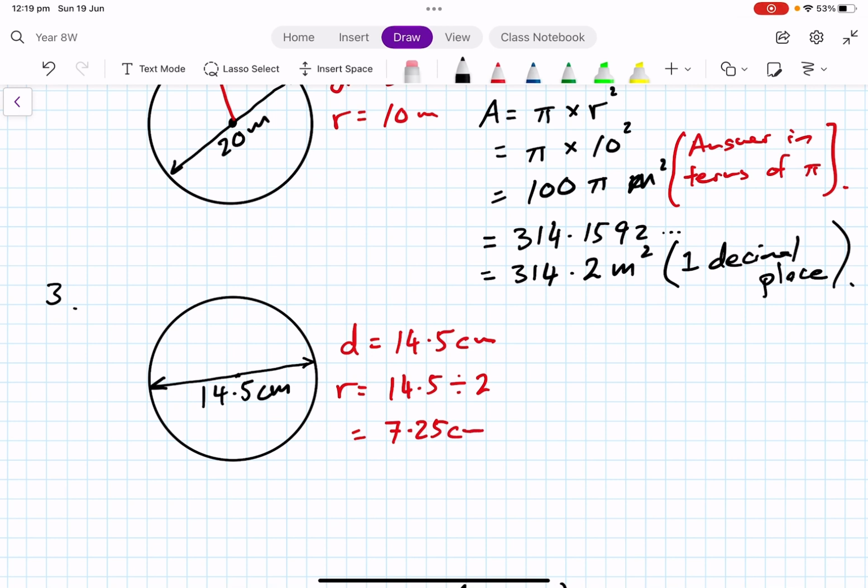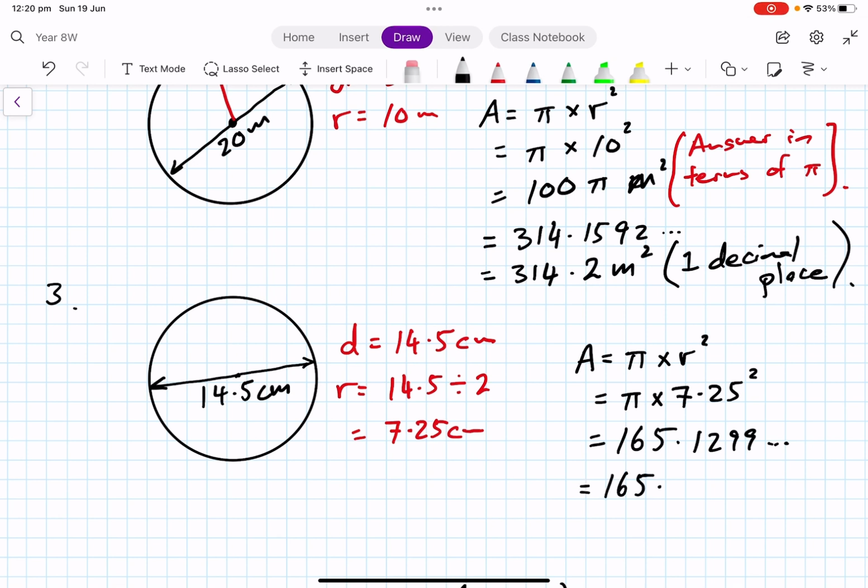Now in this case, because I've got a decimal, I'm not going to do the whole pi thing. So the area is equal to pi times radius squared, which is equal to pi times 7.25 all squared. That's pi times 7.25 times 7.25, and we get 165.1299... which, rounded to one decimal place again, is 165.1 square centimeters, 1 dp, one decimal place. And that's what we have.